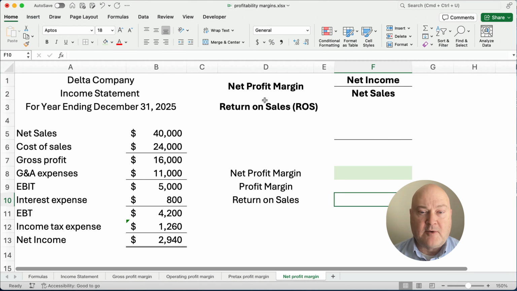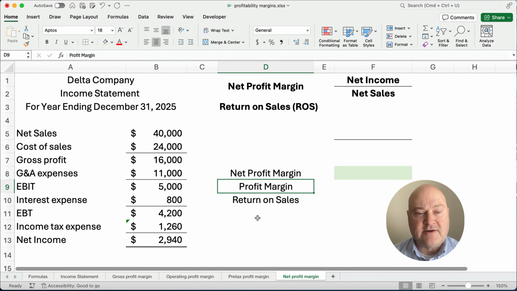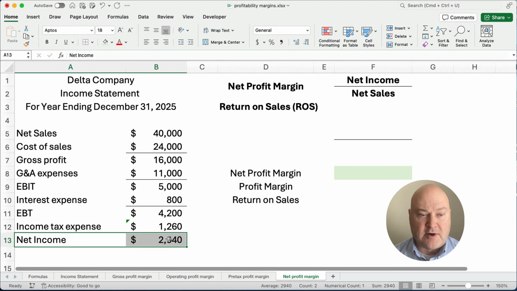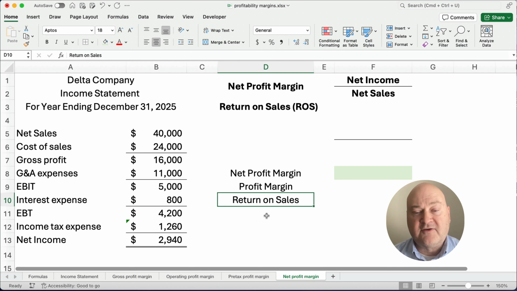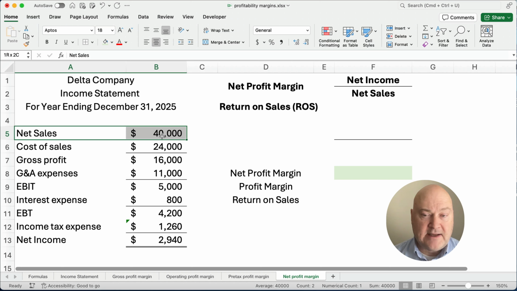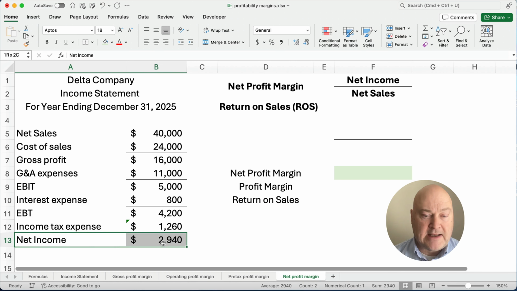So net profit margin, generally, if someone says profit margin, then they mean the net profit margin, not the pre-tax or the operating or the gross profit margin. So net profit margin and profit margin are generally the same. And then it's also called return on sales. So our net profit margin or return on sales is net income divided by net sales. So it's the very top line, net sales, and the very bottom line, net income.